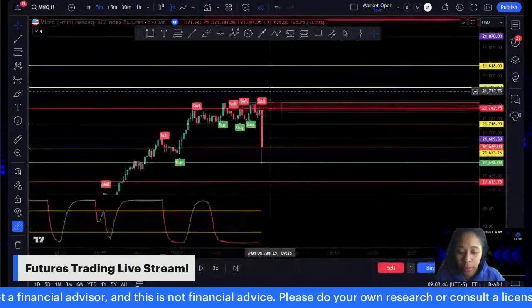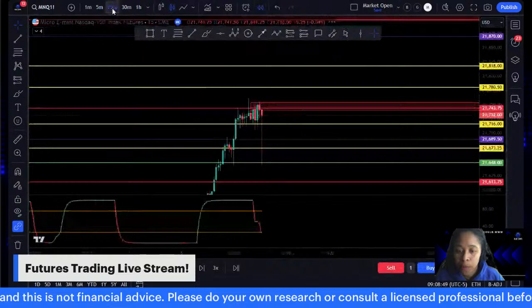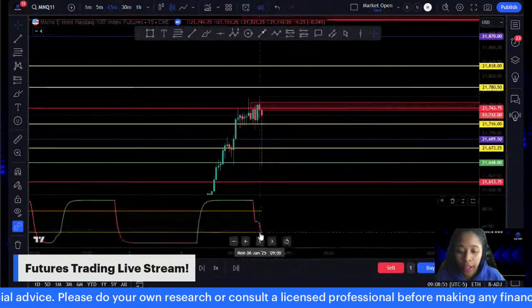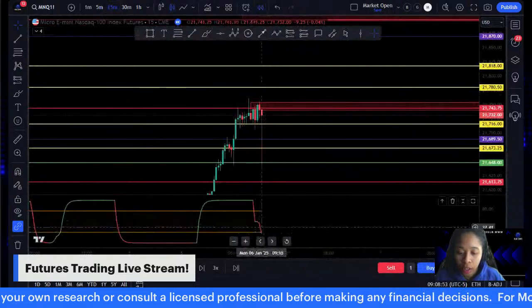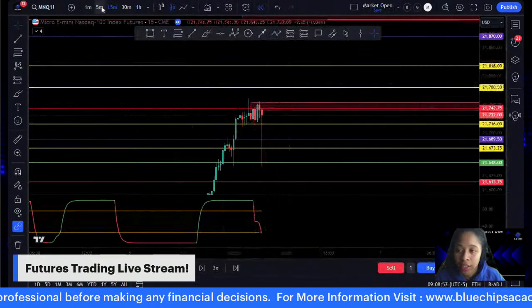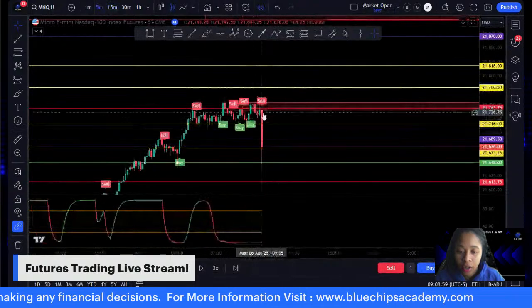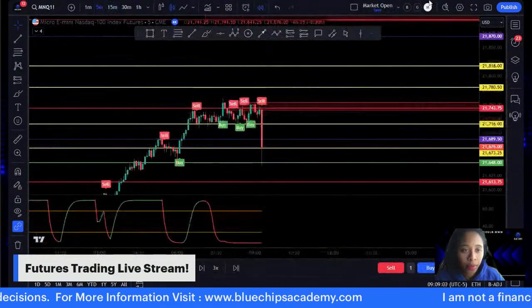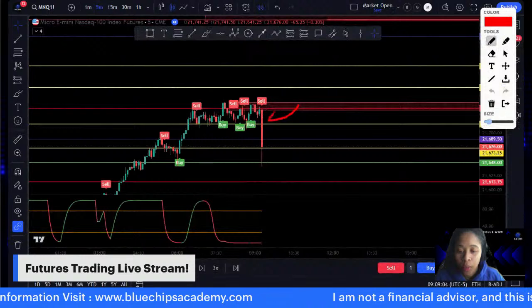So if we look at the directional bias from yesterday, let me go to the 15-minute chart. So we were in the oversold area. So we know that when we're in the oversold area, we're looking for buys, right? But we got a nice rejection here on this strong sell candle.